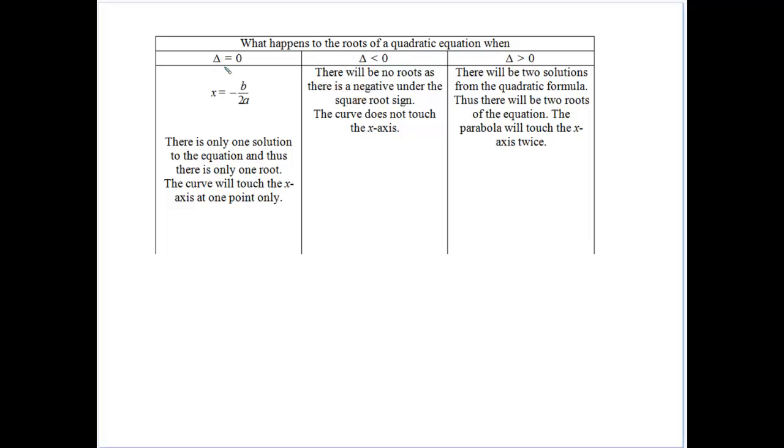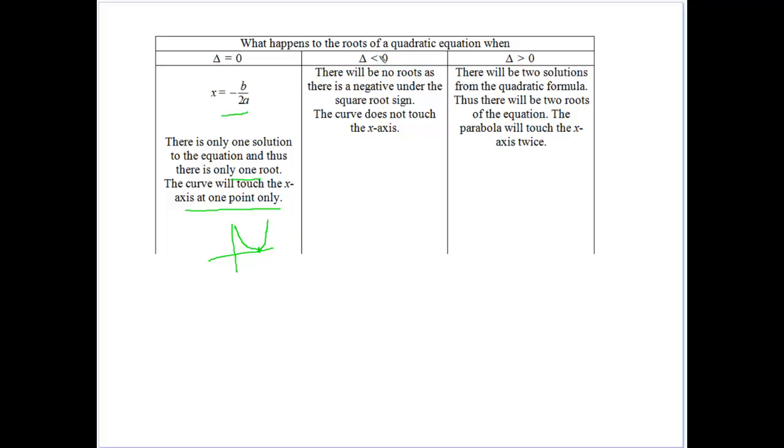So what we're looking at is the roots of a quadratic equation when the discriminant is equal to 0. Well, when the square root has a 0, that means we're only going to get one solution, because we just have minus b on 2a. So there's only one root. When we have that, the curve, which is the parabola, touches the x-axis at one point only. If we get a discriminant equals 0, we get one solution. It comes down and touches our axis at one point only.